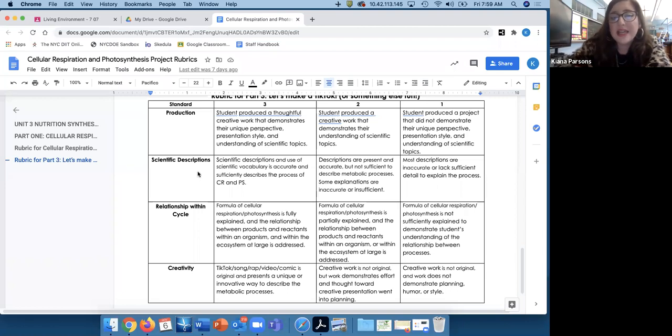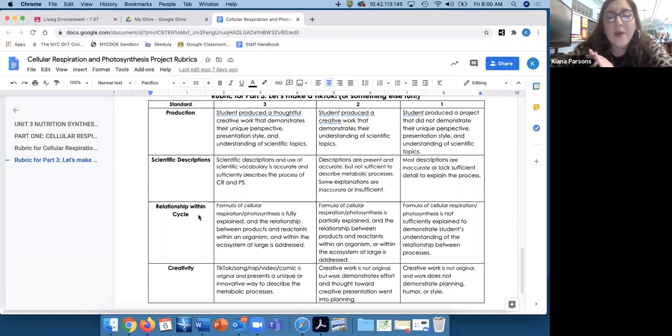So the second part, now for the more science-focused aspect of the rubric, the scientific descriptions. Scientific descriptions and use of scientific vocabulary is accurate and sufficiently describes the process of cellular respiration and photosynthesis. So you want to make sure that you explain these processes, but again, you're explaining or representing these processes creatively, not necessarily using the scientific jargon. However, you don't want to use scientific jargon inaccurately. That's what this is referring to here. If you're talking about the mitochondria, you're talking about the mitochondria.